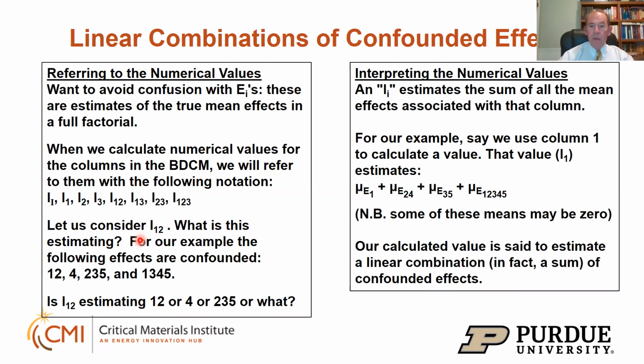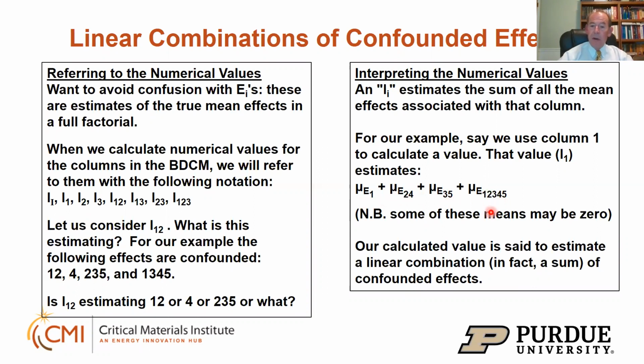Now, the only thing that we have to worry about is what exactly that L12 is telling us. We do know that column 1, 2 for our little example was confounded with variable 4, with interaction 2, 3, 5, and with interaction 1, 3, 4, 5. So when I calculate L12, what is it estimating? Is it estimating 1, 2, or 4, or 2, 3, 5, or some combination? Well, in fact, it's estimating some combination. When I calculate an L, it's estimating the sum of all those mu's associated with that singular column of plus and minus signs. So in this case, if I was to calculate L1, it's giving me an estimate of mu of E1 plus mu of E24 plus mu of E35 plus mu of E1, 2, 3, 4, 5.